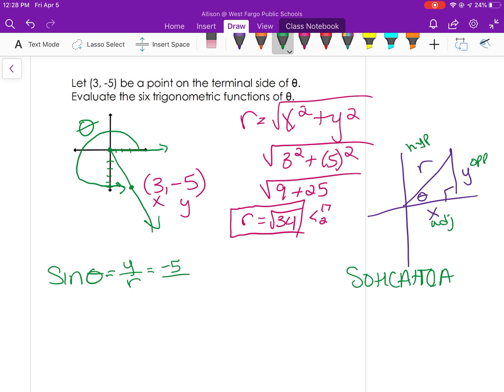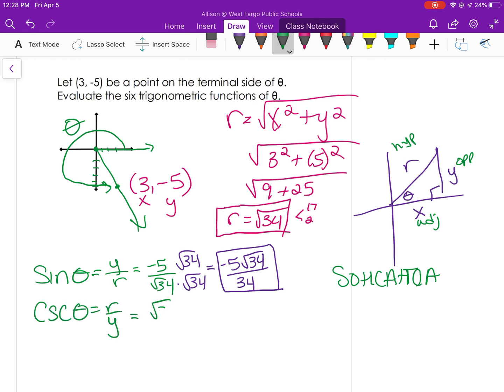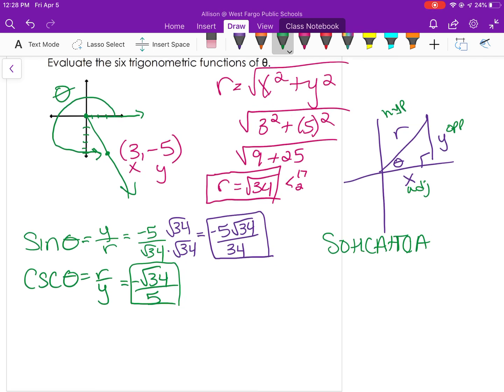Y is -5 and r is the square root of 34. So I can't leave it like that because I can't have the square root of 34 in the denominator. So I rationalize it by multiplying both the top and bottom by the square root of 34. Final answer is going to be -5 square root of 34 over 34. The cosecant is going to be r over y. So that's going to be the square root of 34 over -5. So negative square root of 34 over 5. So that one's not so bad.